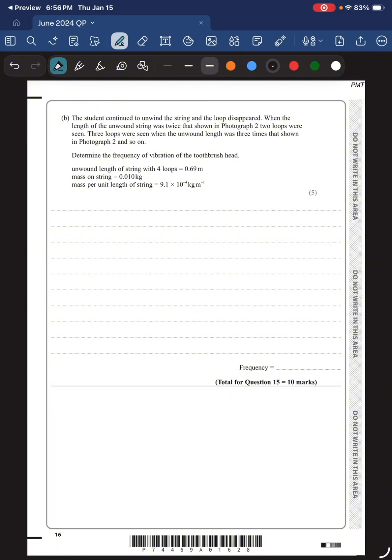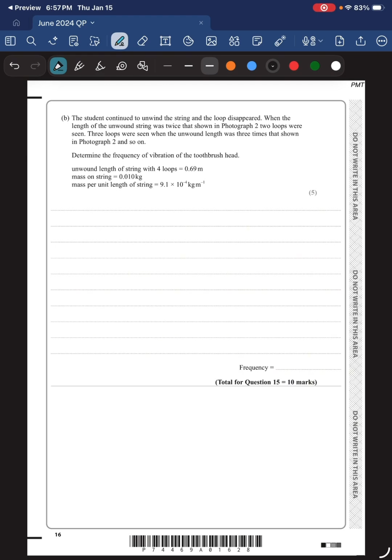So part B. I dropped my pen for some reason. So the student continued to unwind the string and the loop disappeared. When the length of the unwound string was twice that shown in photograph 2, 2 loops were seen. 3 loops were seen when the unwound length was 3 times that shown in photograph 2, and so on. Determine the frequency of vibration of the toothbrush head when the unwound length of string with 4 loops is 0.69 meters, the mass of string is that, and they give you the mass per unit length.